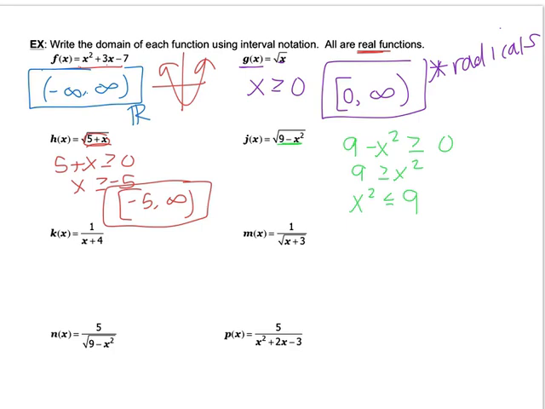Now if you think of a number x, and I square it, and it has to be less than or equal to 9. Well, we all know that 3 squared equals 9. So if I square anything over 3, the product will be greater than 9. So it definitely cannot be larger than 3. So x needs to be less than or equal to 3.